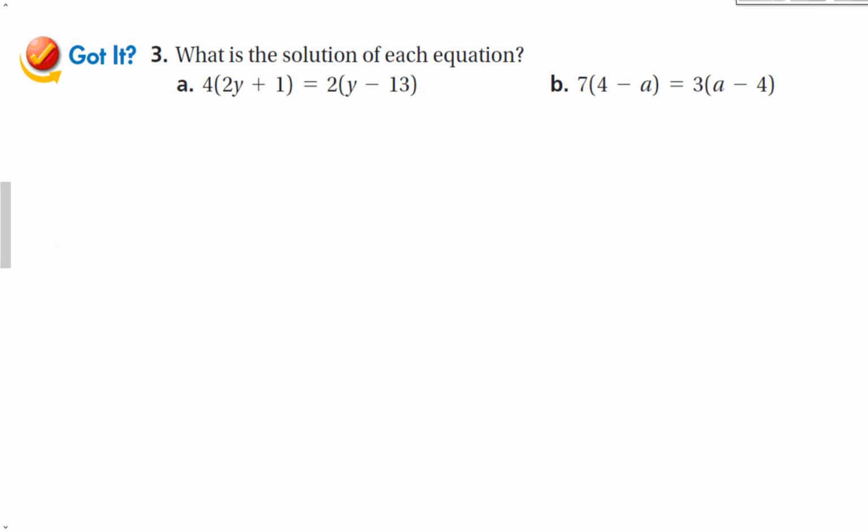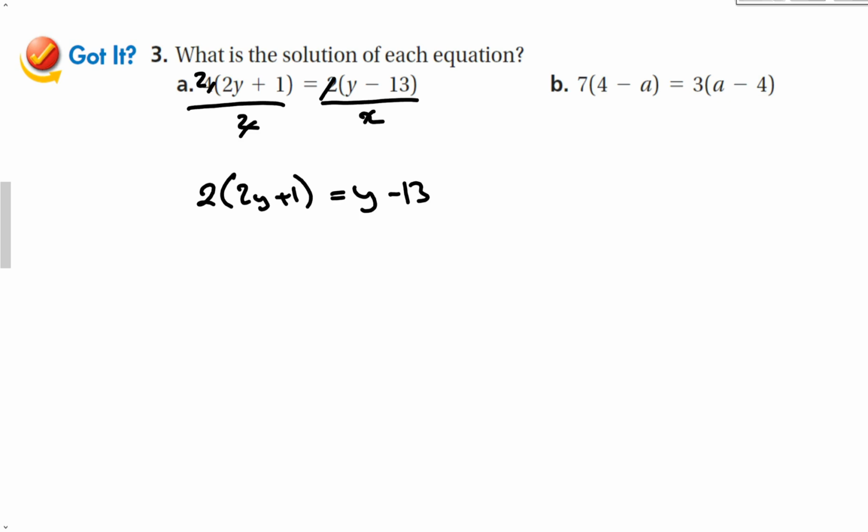Okay. Now let's get a little crazy with part A. Now you don't necessarily have to do the problem this way, but you could notice that 2 and 4 are divisible, and so the first thing I could do is divide both sides by 2. This cancels with this, gives me a 2. That turns into 2 times 2y plus 1 is equal to y, these two cancel, minus 13. 4y plus 2, after I distribute this, is equal to y minus 13. Now, I don't know if that really helped me or not. Just something to think about if a situation like that presents itself.